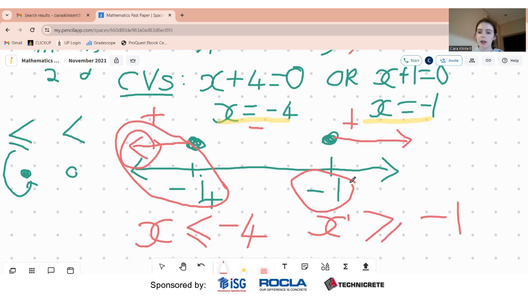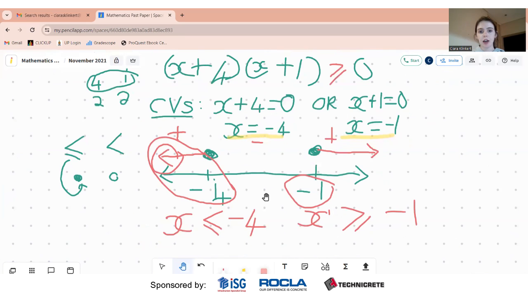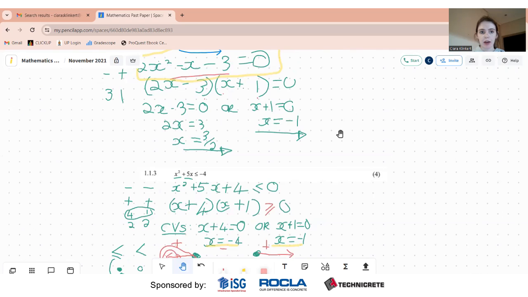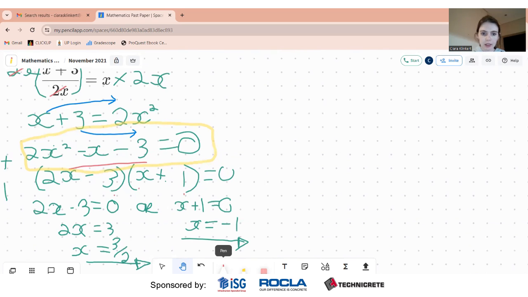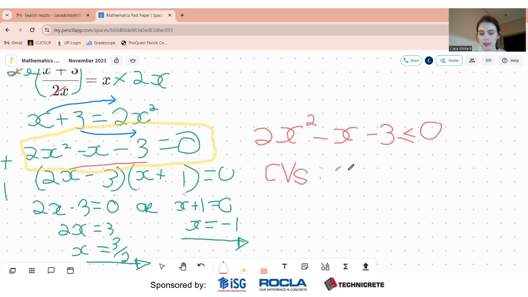Okay. So to further your understanding of these inequalities, I am going to go back to some of our other equations and turn them into inequalities. So this one here, 2x squared minus x minus 3. I'm going to make this less than or equal to 0. Now, I've already solved these equations, so I know what the CVs are, okay? The critical values. It's x is equal to 3 over 2, and x is equal to minus 1.